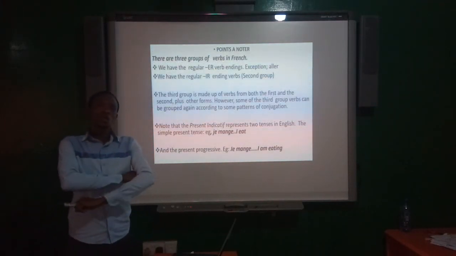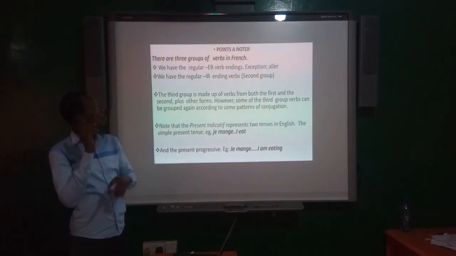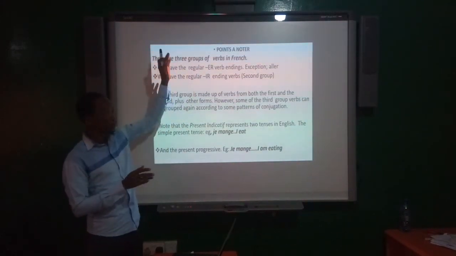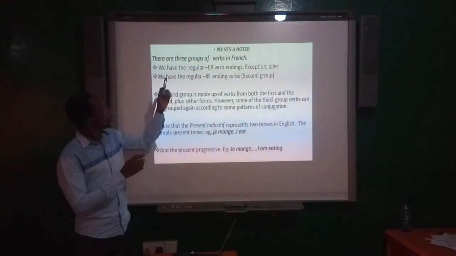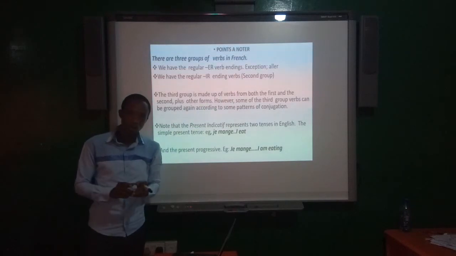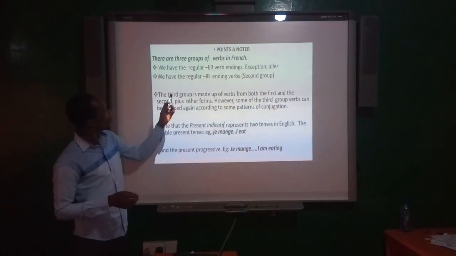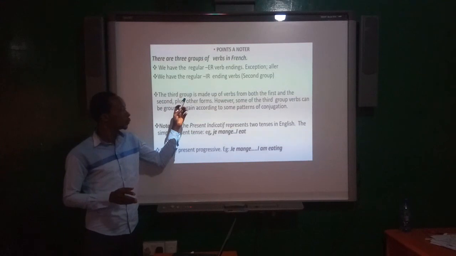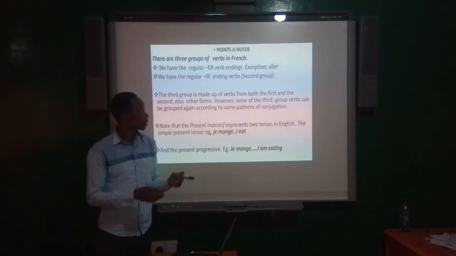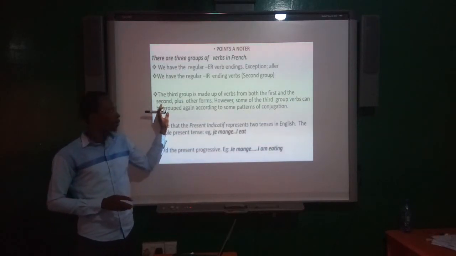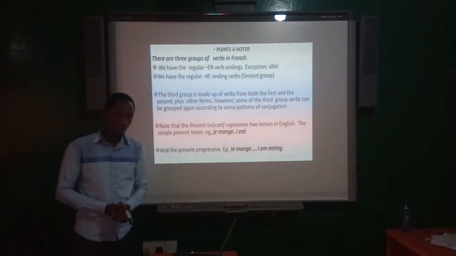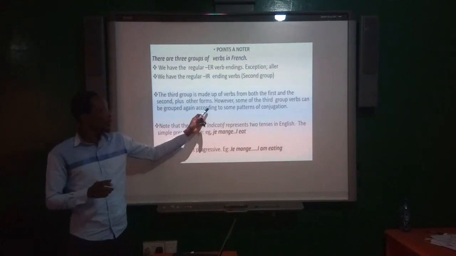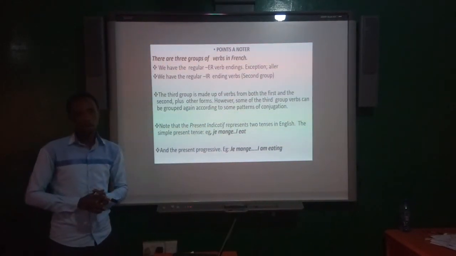Maintenant, let's take note of these things. We have 3 groups of verbs in French, which you have to know. We have the regular ER ending verbs, which we call the first group. Then we have the regular IR ending verbs, which we call the second group. Then we also have the third group, which is made up of other forms of verbs. However, some of the third group verbs can be grouped again according to some patterns of conjugation.